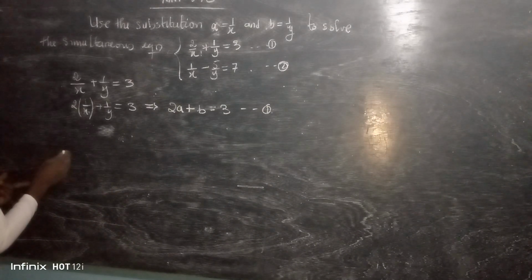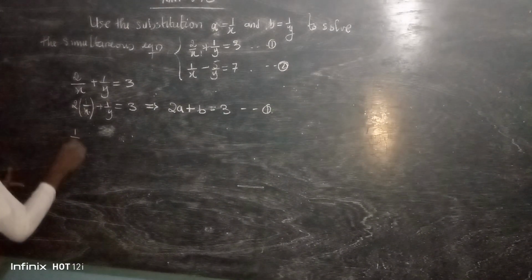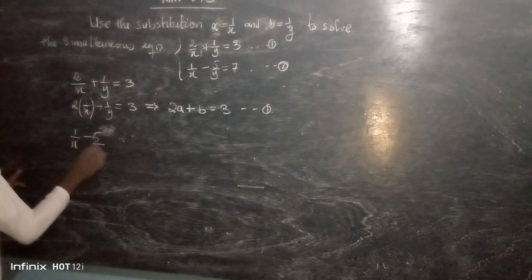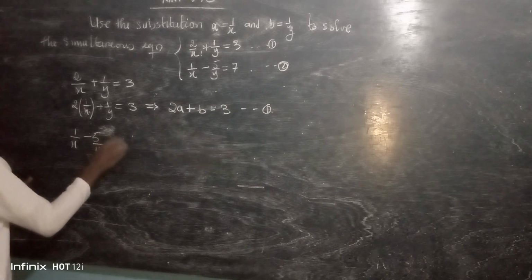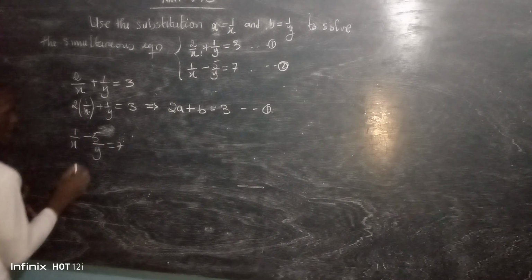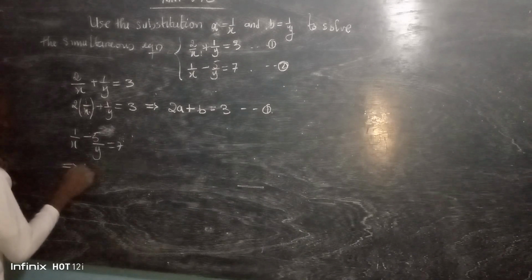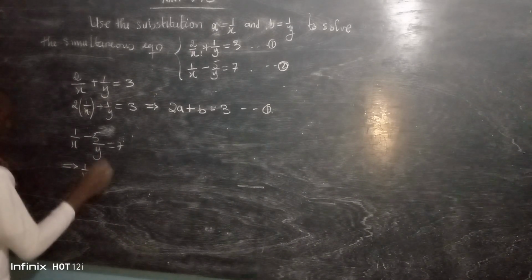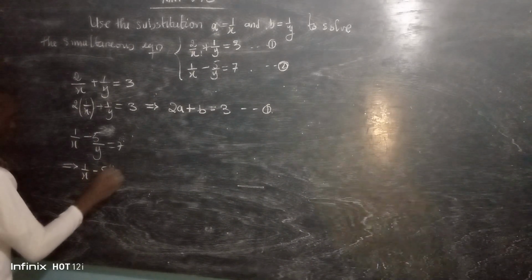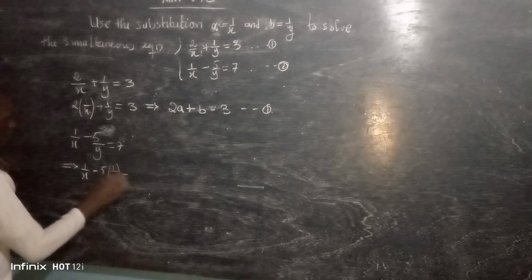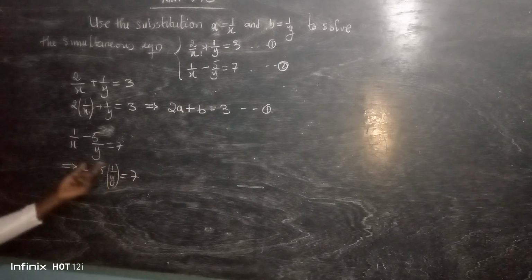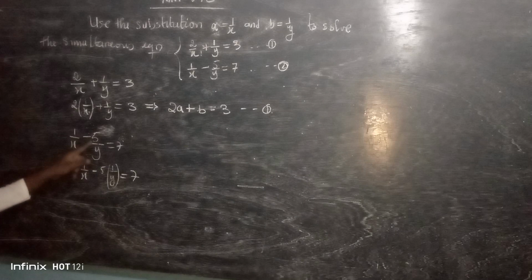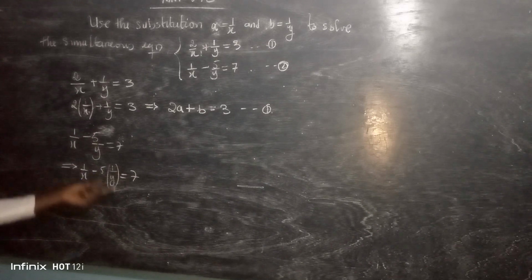Then I take the next equation and do the same thing. 1 on x minus 5 on y equals 7. It means I can rewrite it as 1 over x minus 5 times 1 over y equals 7. Yeah, this is basically what it means. You have negative 5 times 1, it gives you back this.